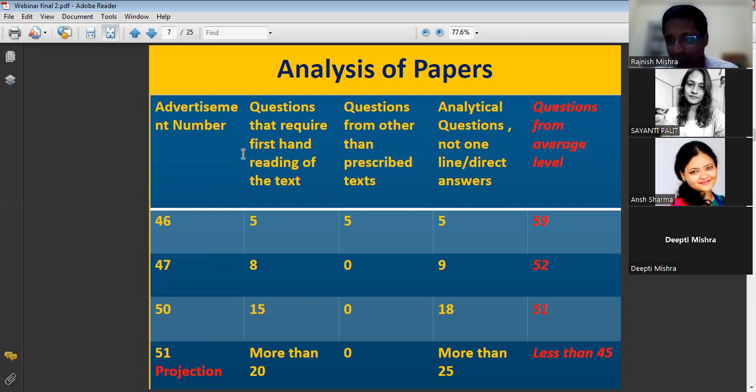And when they start making original questions, the questions will be analytical questions, not direct answer questions, as we see, more than 25 projected in 51. And the questions will require first-hand reading of the text, as we can see, approximately 20, that includes analytical questions in 51. I don't have a statistical base for the projection of 51. It's a combination of my guessing, combining syllabus and the mindset of professors that we talked about, and the trend in the papers. But I presume, and I'll show you the reason later also, that this will not go very wide off the mark.